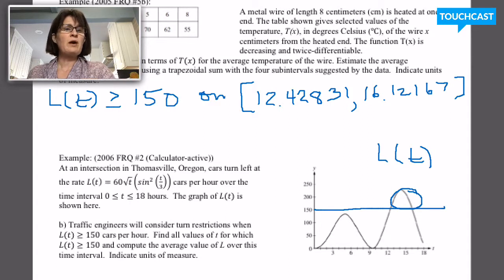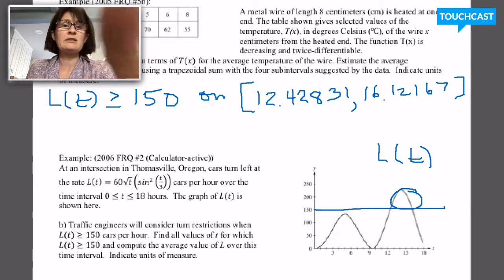Okay, so that first part was to find all values of t for which L of t is greater than or equal to 150. So notice I've written that L of t is greater than or equal to 150 on, using bracket notation, 12.42831 to 16.12167. And then compute the average value of L over this time interval. Well, the average value of a function L on the interval a to b is 1 over b minus a times the integral from a to b of L of x or L of t. Whichever variable you use inside the integral isn't going to be a big deal.